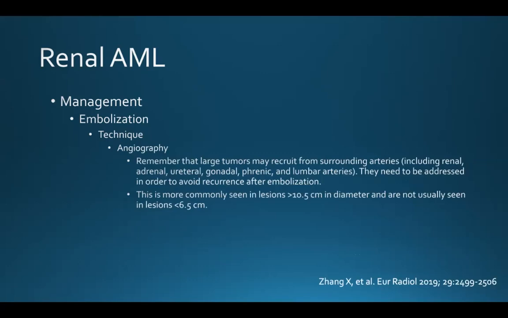It's also important to remember that large tumors, those greater than 10 centimeters, usually can recruit blood flow from surrounding arteries, and this can include adrenal, ureteral, gonadal, phrenic, and lumbar arteries. These alternative sources of supply need to be addressed in order to avoid recurrence after embolization. This type of recruitment is not usually seen in lesions less than 6.5 centimeters.